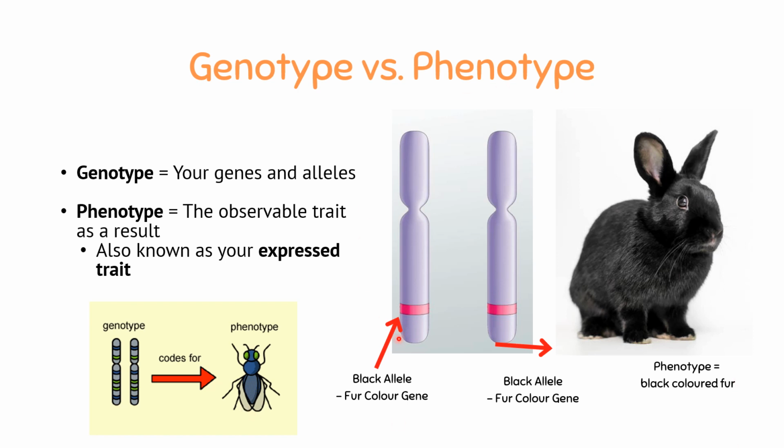Over here we have an example. So we have a rabbit. This rabbit has 2 chromosomes, and this is the fur color gene. So this rabbit has obviously 2 fur color genes. Both of these alleles are black alleles. So they've got 2 of the same alleles. That's their genotype. These alleles code for the black fur color, which is the rabbit's phenotype. That's the observable trait, or the rabbit's expressed trait.